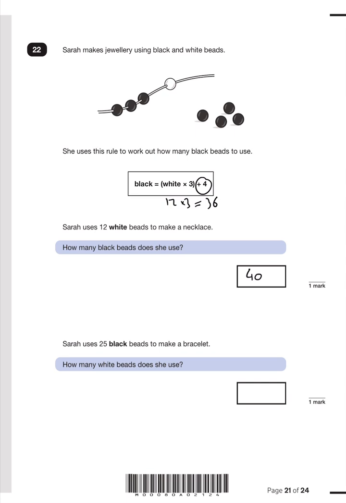Sarah uses 25 black beads to make a bracelet. How many white beads does she use? So she's got 25 black beads, and black equals white times 3, or 3W, plus 4. So 3W equals 25 minus 4. 25 minus 4 is 21. W equals 21 divided by 3, which is 7.